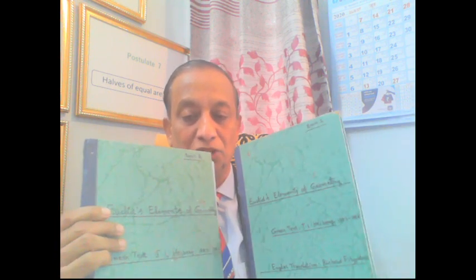Children, here are the original volumes of Euclid, the Elements. The 13 volumes, I have taken the printout here, you are seeing this. So this is the book on Euclid's. This book contains volumes 1 to 6, and here is another book. This book contains volumes 7 to 13. These two books contain about 465 propositions. So these are available, hard copies are available.